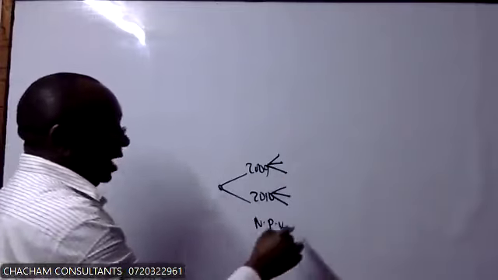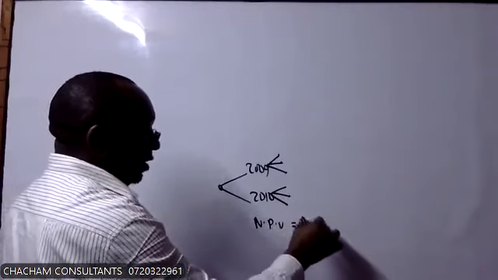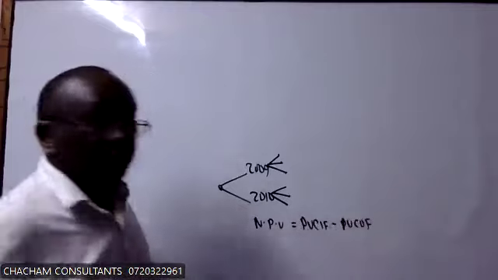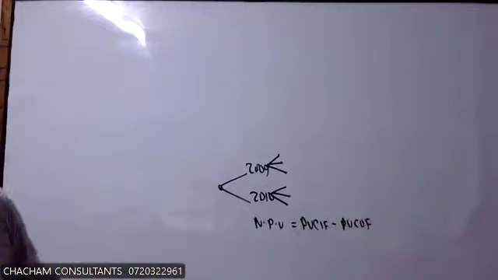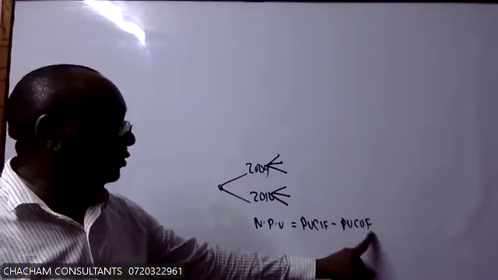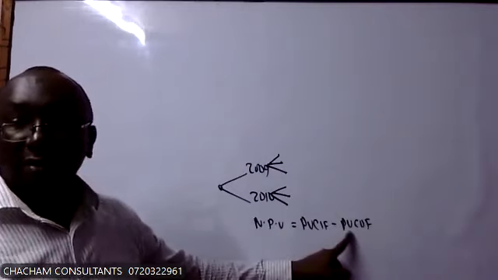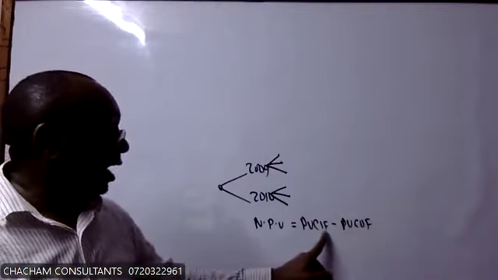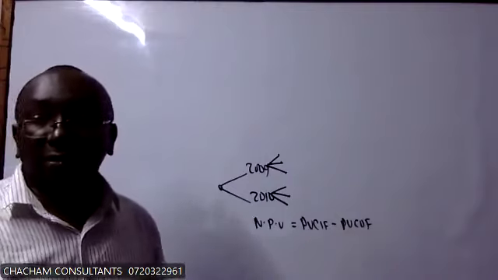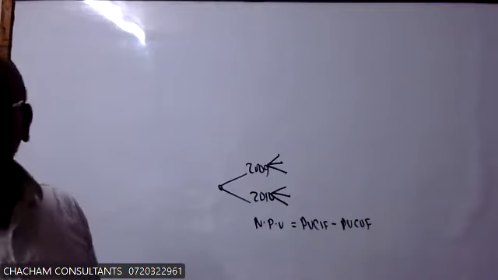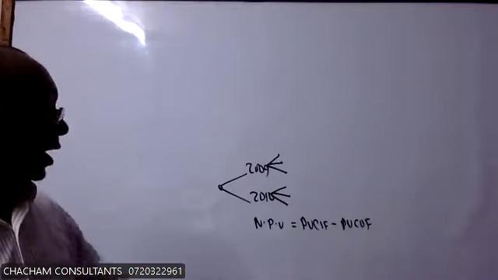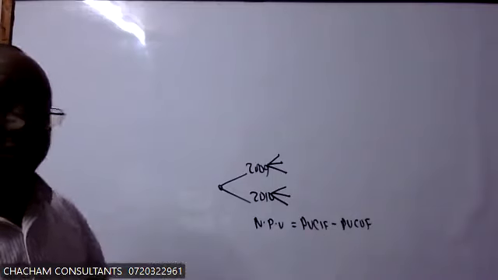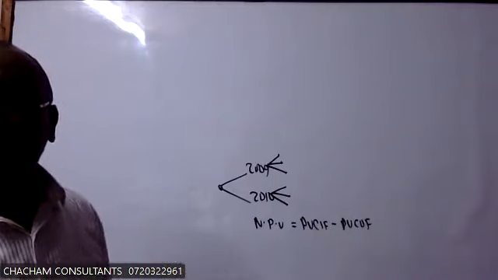Now, how do we get NPV? It is the present value of cash inflows minus the present value of cash outflows. So we will need to get the cash outflows. We need to have a column of cash outflows. We will also need the column for the present value of cash inflows. Now, the present value of the inflows will require the cash flows and the PVIF. That's a column we shall require.